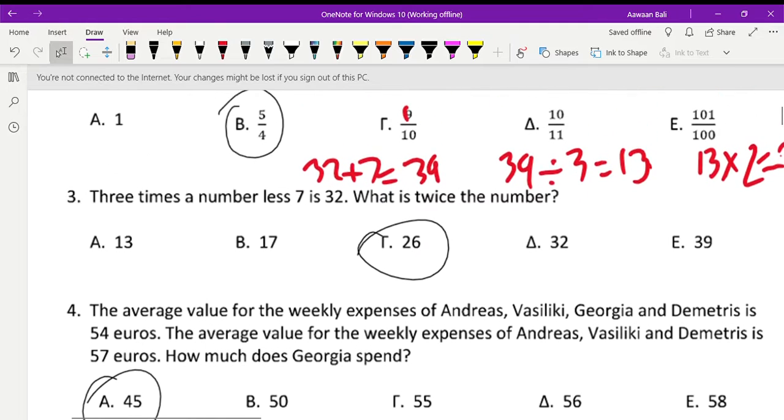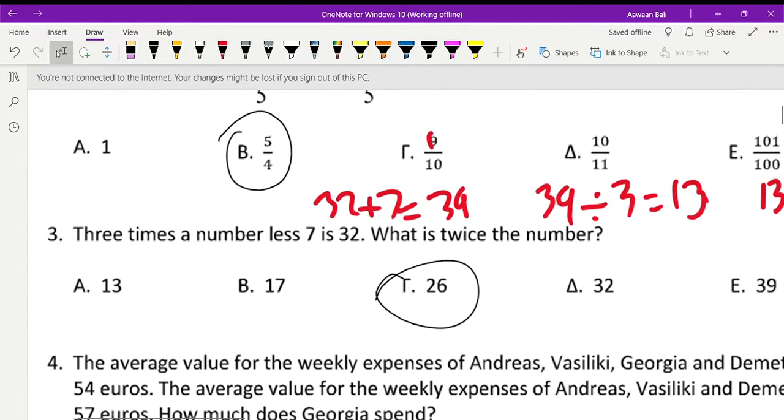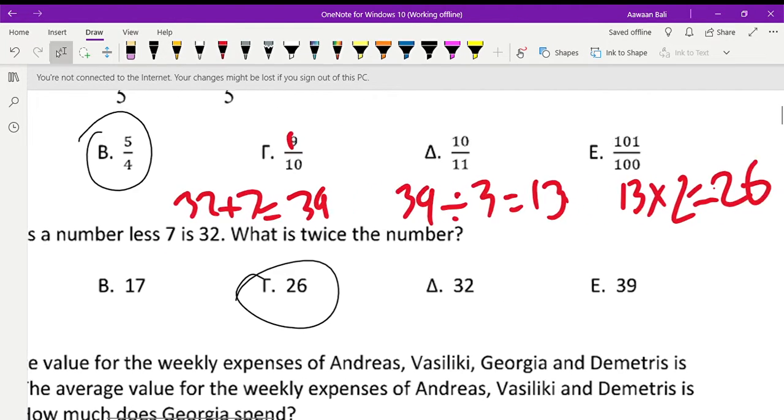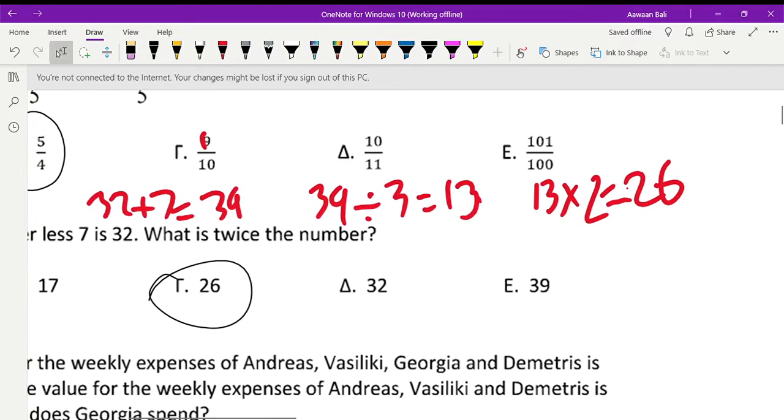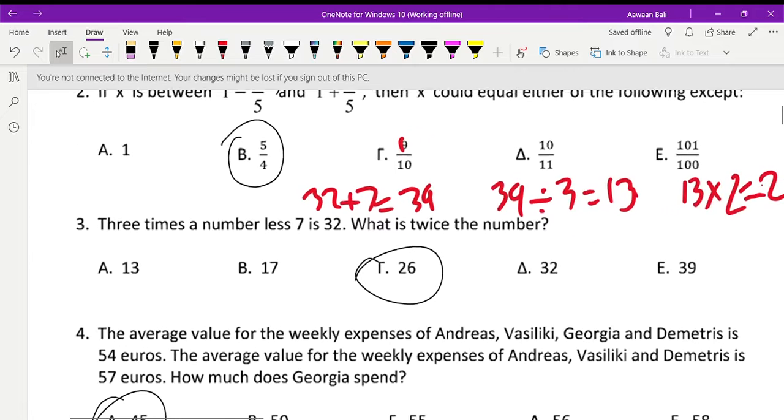Kind of obvious, because after you're doing the less, you do addition, that's 39, and then the opposite of multiplication, because it says 3 times, is division. So 39 divided by 3 is 13. So you got the original number. So what's twice the number? You just do 13 times 2, 26. So the answer is gamma.